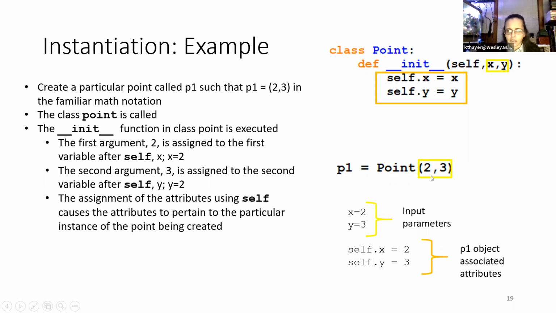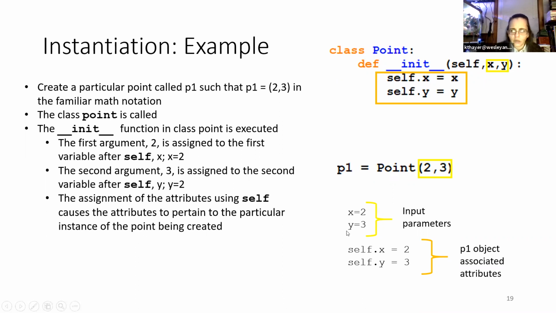So it matches, that's good. There's two inputs, there's two variables plus self. Now, what's going to happen next is this information is going to get assigned to these variables. So self.x is going to take the value of x, which got sent up, which is 2, and self.y is going to be equal to y, which was sent up as 3. So that's how the particular point P1 is now going to have attributes x and y, which pertain to point 1 and will not be associated with any other points that we might make.